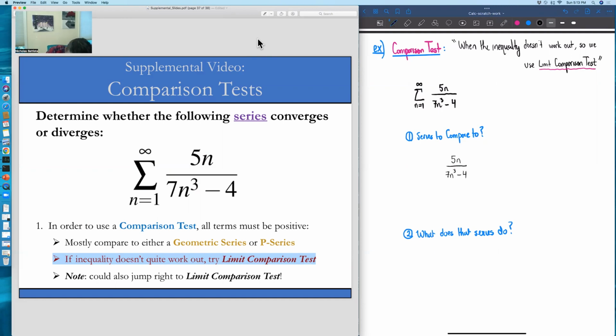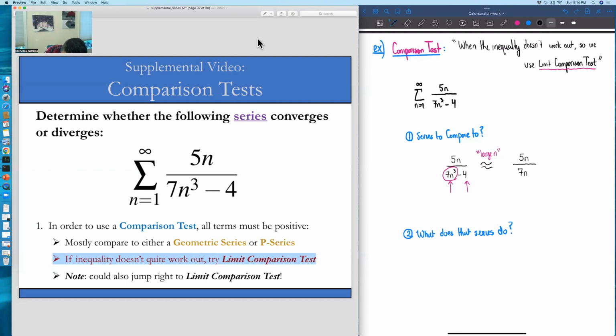And what I like doing is asking the question of, for very, very large values of n, which terms contribute the most in the numerator and denominator? So for large n values, who's mattering the most in the numerator and denominator? Well, in the numerator, there's just that 5n. So we take that and put it in the numerator on the right-hand side. And in the denominator, there's two terms: the 7n cubed and the minus 4. As n is getting very, very large, that 7n cubed is the term that's contributing the most. So we can put it in the denominator on the right-hand side.